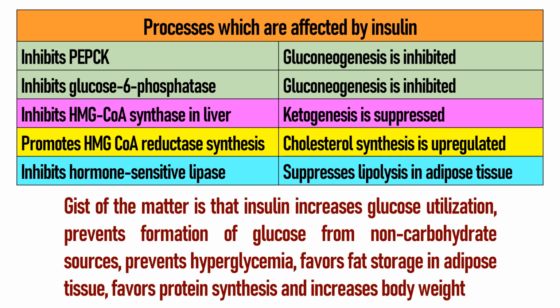Insulin inhibits HMG coenzyme A synthase in the liver. This suppresses ketogenesis. Insulin promotes HMG coenzyme A reductase synthesis and therefore, cholesterol synthesis is upregulated. Insulin inhibits hormone-sensitive lipase. This suppresses lipolysis in adipose tissue. Gist of the matter is that insulin increases glucose utilization, prevents formation of glucose from non-carbohydrate sources, prevents hyperglycemia, favors fat storage in adipose tissue, favors protein synthesis, and increases body weight.